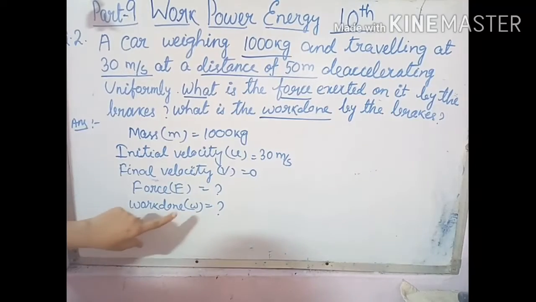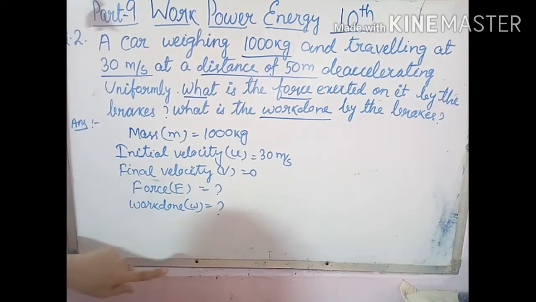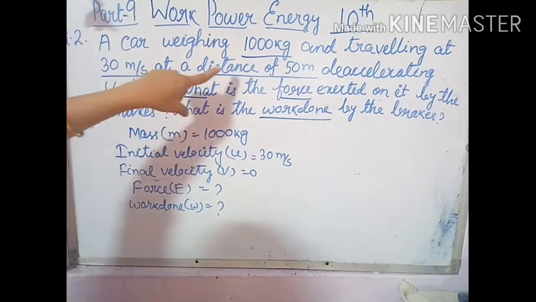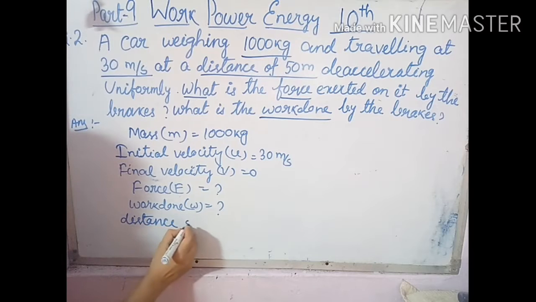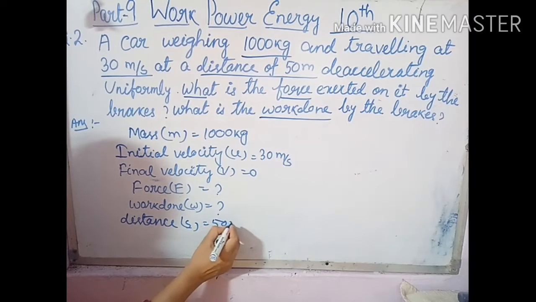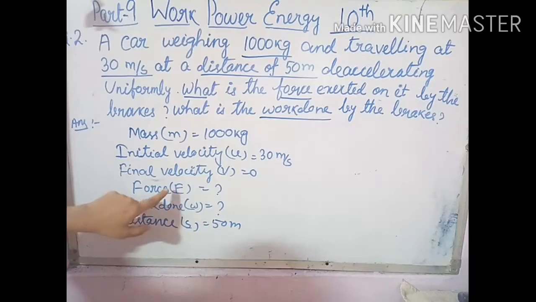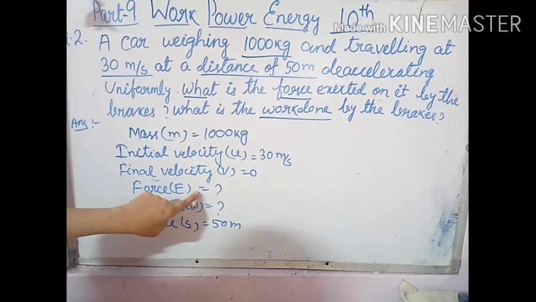Work done means, you know that W equal to F into S. S has been given, the distance is 50 meter, so you can write S equal to 50 meter. Yes, we have one piece of data, that W equal to F into S, but we don't know F. So you have to find out F.